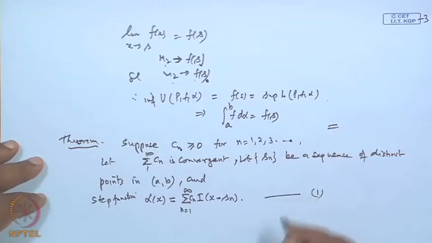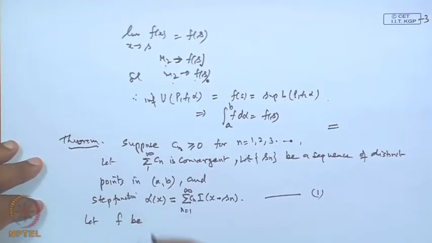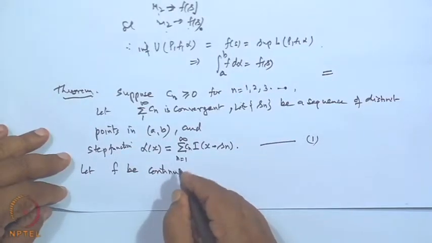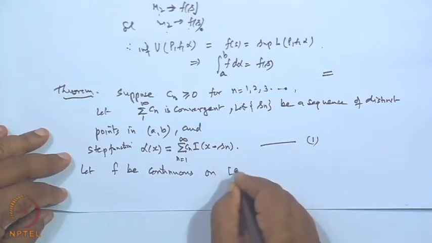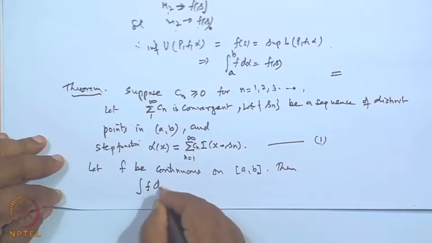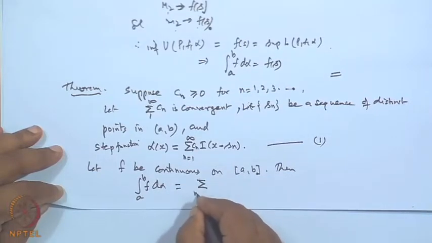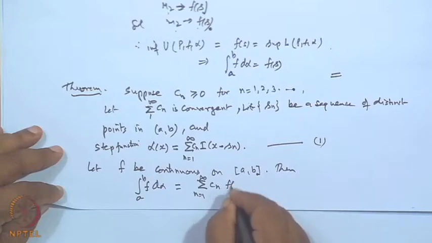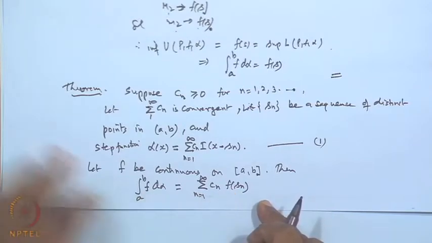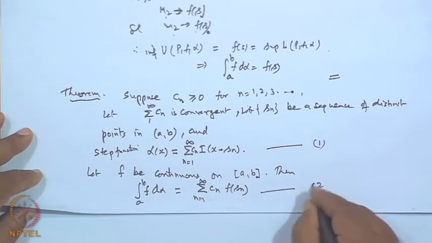Let it be number 1, and let f be continuous on the closed interval [a, b]. Then the Riemann-Stieltjes integral of the function f with respect to alpha over [a, b] is equal to the summation of the series from n equals 1 to infinity of C_n f(S_n). So, the Riemann integral can be calculated in terms of a series if alpha is given to be a step function. That is a very important result.